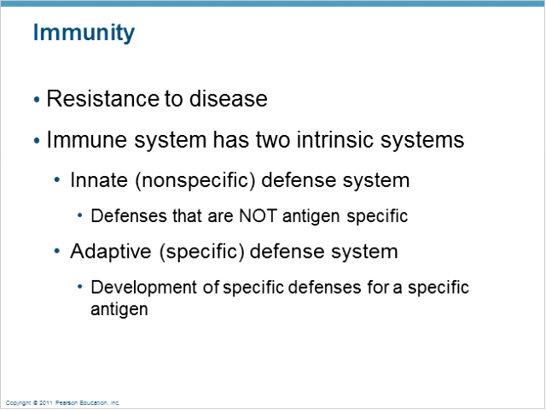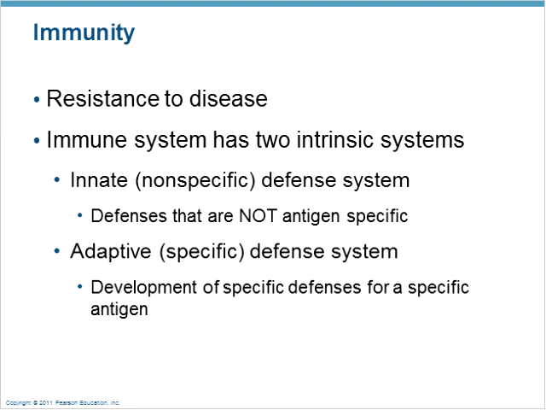Immunity is really defined as the resistance to disease, our ability to protect ourselves against bacteria, viruses, or any other kind of microorganism or larger organism that would harm us. The immune system has two intrinsic systems, one called an innate system, one called an adaptive system. The innate system is nonspecific. In other words, it's not antigen specific when it responds to something. It does the same response no matter what kind of antigen or invader comes into our body.